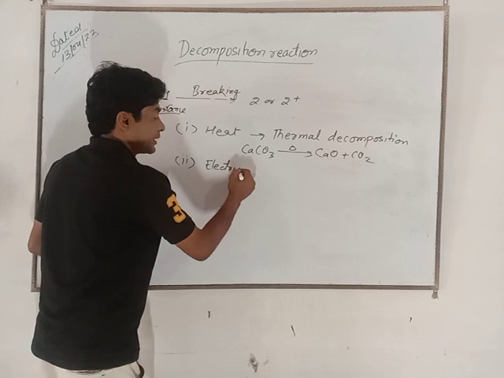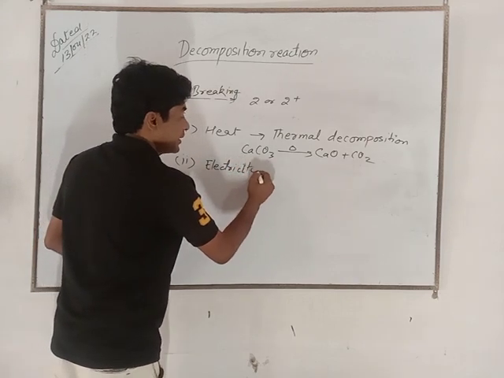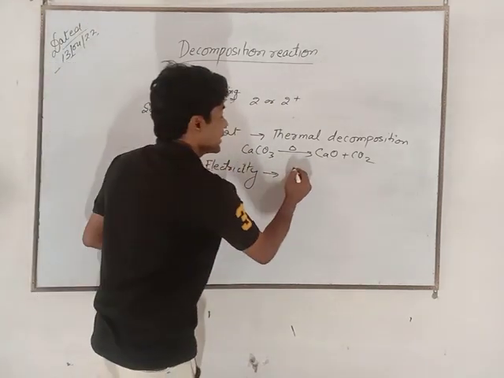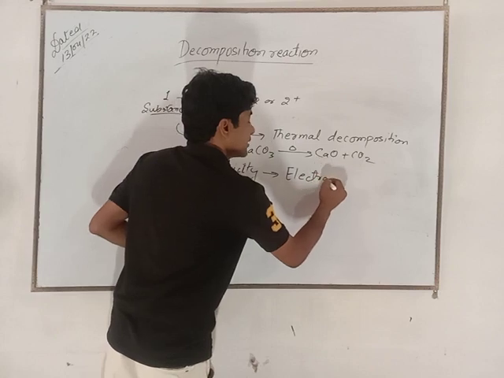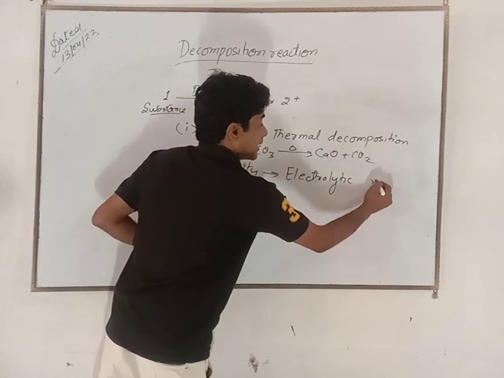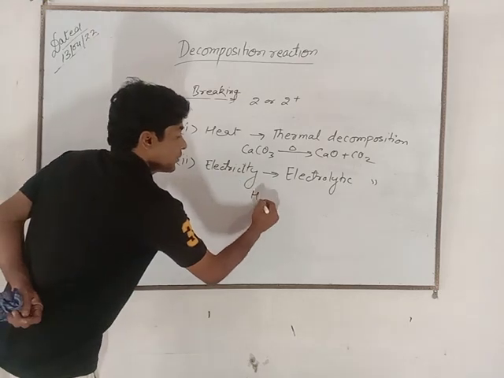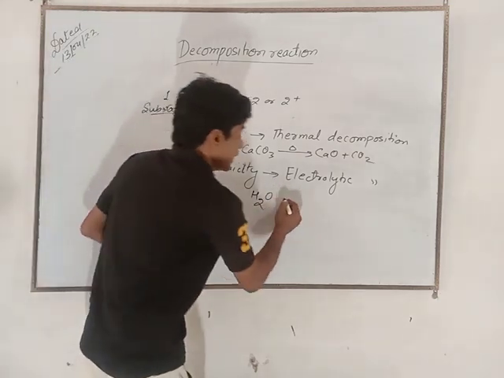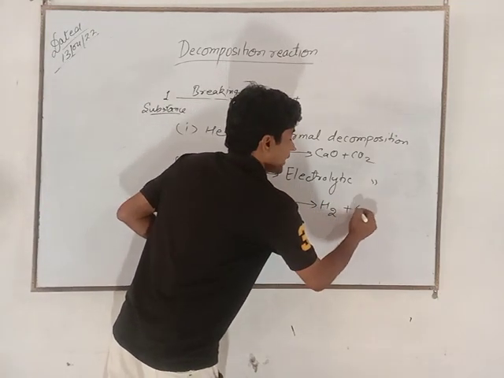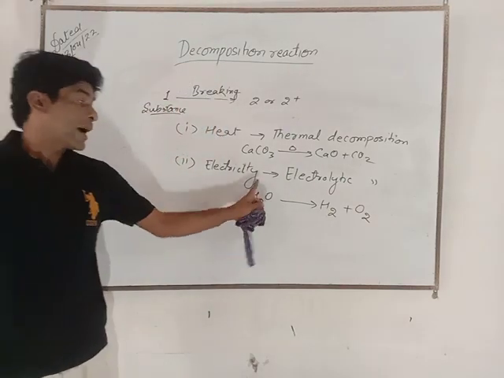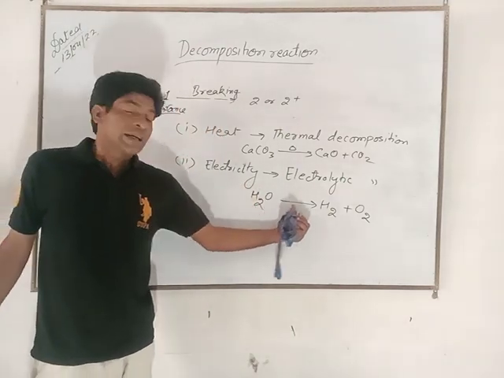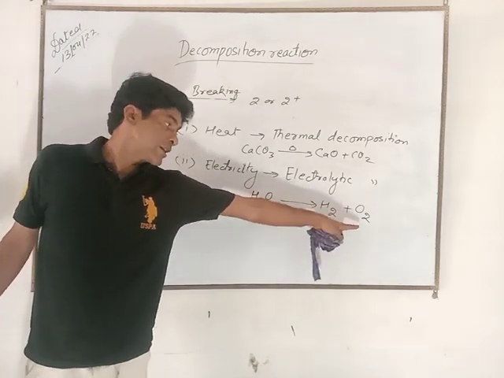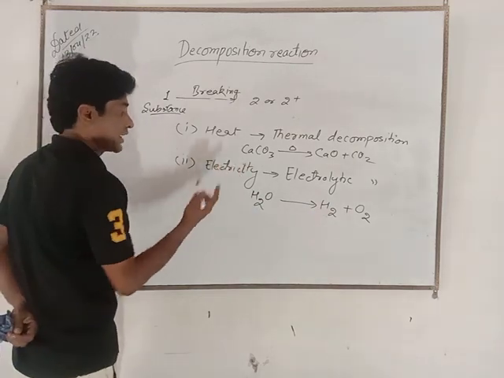Second breaking agent may be electricity. If electricity is the breaking agent, then this type of decomposition in chemical reaction is known as electrolytic decomposition. Best example: when electricity is passed through water, it changes into hydrogen and oxygen. Then you are seeing by means of electricity, this water is broken into hydrogen and oxygen separately, here 2 or 2 plus products. Then this type of decomposition is electrolytic.